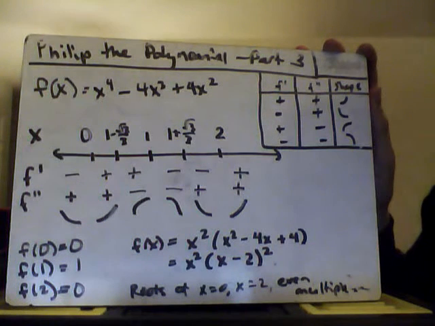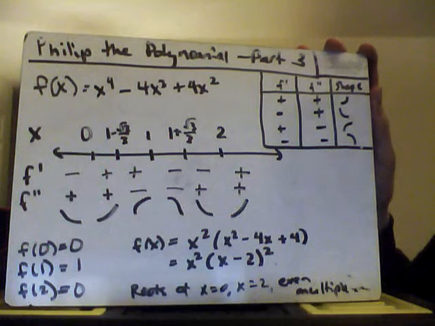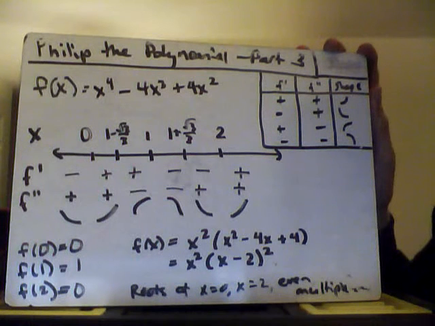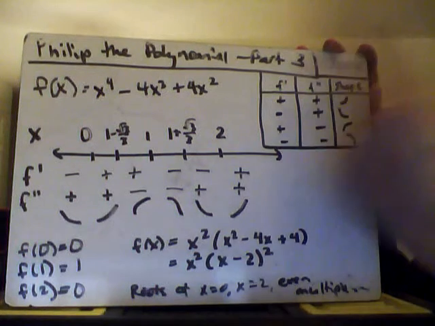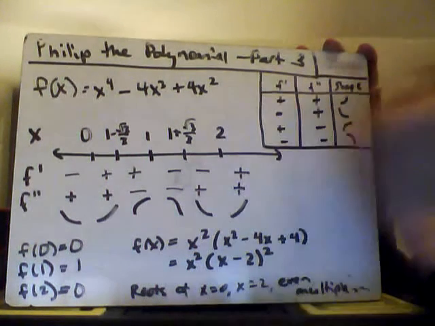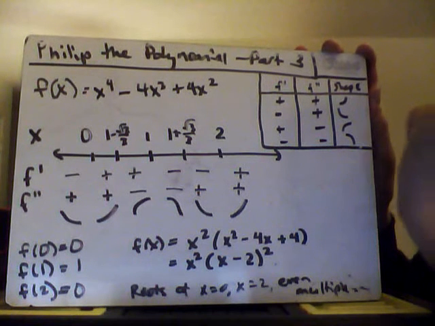We now take a look at how to graph the polynomial, part 3. We've already found out where the polynomial increases and decreases, and where the polynomial is concave up and concave down. Remember that our polynomial was f of x is equal to x to the fourth minus 4x cubed plus 4x squared.